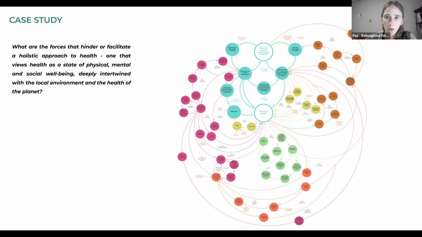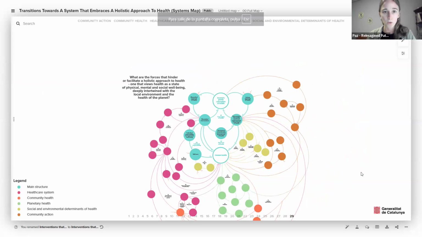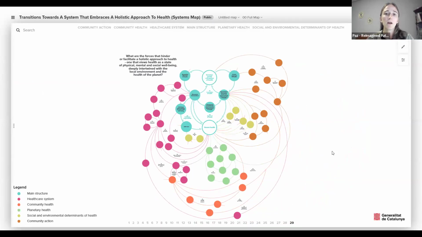So now I will go into the map. By the way, we use Kumu, which is the platform that we use for creating this systems map. And we will dive deep into this. But before, I would like to tell you a little bit of the context of this map. Of course, the scope of this map is Catalonia. Of course, you will see dynamics that are even global, or that you can find in other health systems, but that is very important to mention.